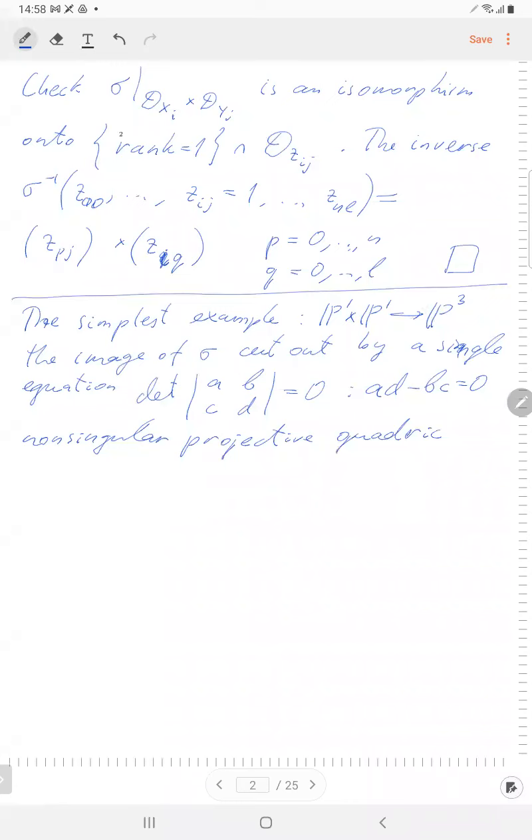So if we have a two-dimensional non-singular projective quadric, then it is isomorphic to the product of two projective lines. And somehow, if I could draw, it can be seen in some mechanical constructions. There is one family of lines on a hyperboloid, and there is another family of lines on the same hyperboloid. Okay.